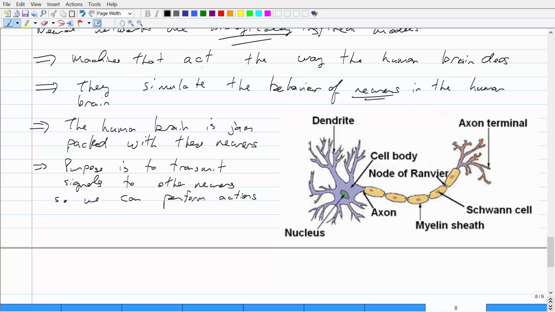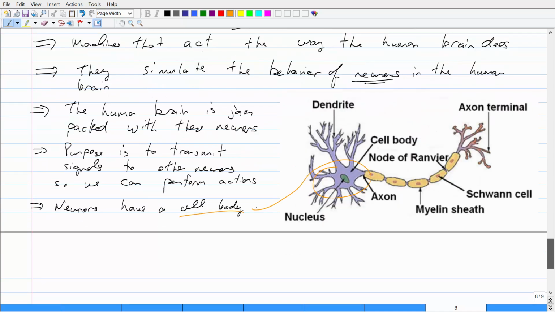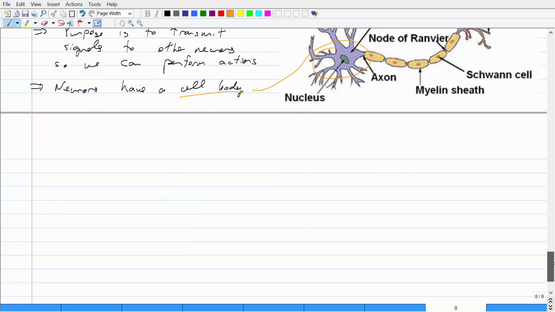Okay? So basically neurons consist of many basic elements. So they have a cell body, right? And that cell body is basically this little guy right over here. This is the cell body of a neuron, okay? So basically you can think of a neuron as receiving signals, doing some basic processing on them, and outputting the signals to other neurons to be able to perform certain actions.